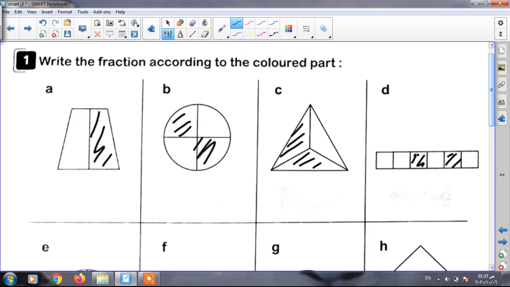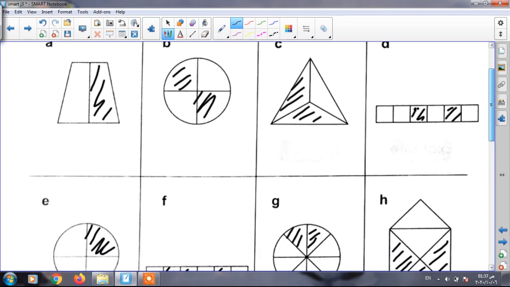Here we have the exercise. Firstly, Junior 4, I must write my title. My title here: write the fraction according to the colored board. It means I have here shapes and I want to represent these shapes by fraction.